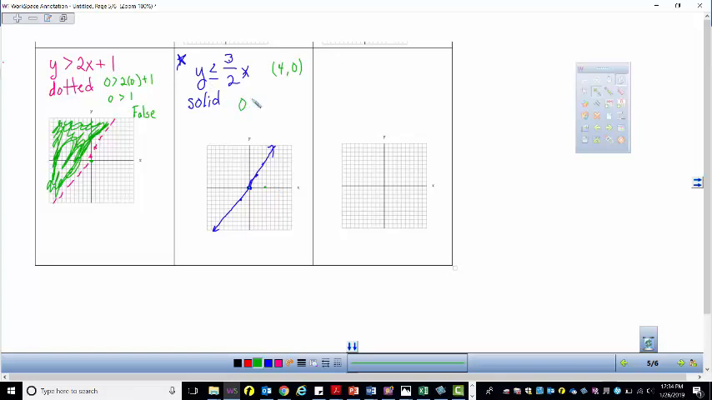The y is 0 is less than or equal to 3 over 2 times 4. If you forgot how to do this, you multiply. So 3 times 4 is 12. Divided by 2 is 6. So you get 0 is less than 6. Is that true? Is 0 less than 6? That is true. So because my test point was on this side of the line or below the line and it was true, then I shade where my test point was.